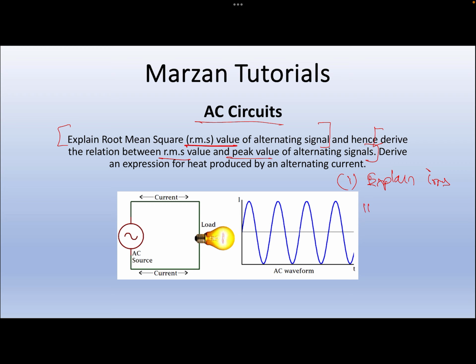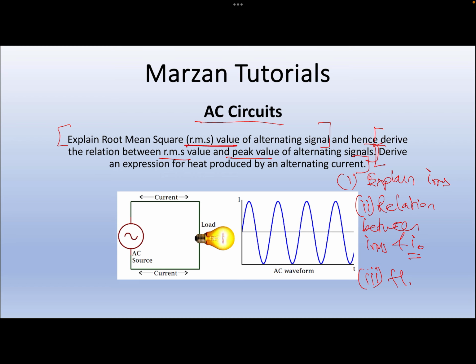Okay, so second part is what? Second part is the relation between IRMS and I0. What is this I0? This I0 is the peak value. And third part, derive an expression for the heat produced by an alternating current. So we have to find the formula for heat. So this entire question is having three different sub questions. So I hope the doubts are clear. You understood the question first of all.